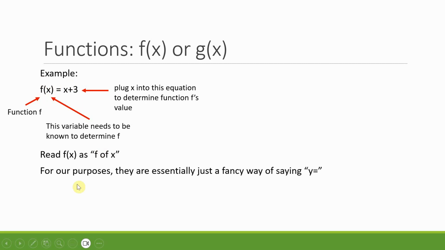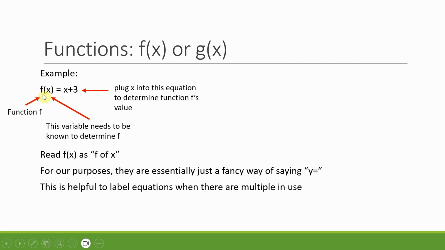Because in reality, for our purposes, this is really just a fancy way of saying y equals. Because if I had given this to you before, and just said y equals x plus 3 and asked, well, what is y when x equals 2? You would just plug 2 in for x and say y is 5, because 2 plus 3 is 5. That's all this is, but we replaced y equals with f of x equals. Instead of solving for y, we're solving for f.